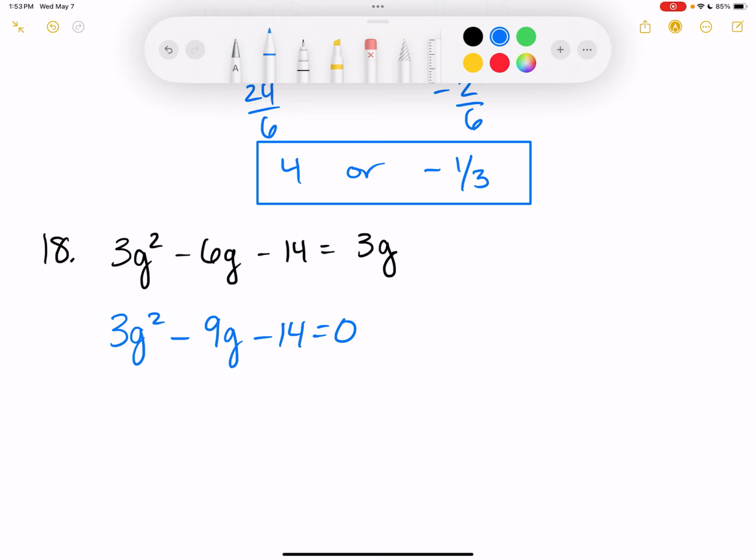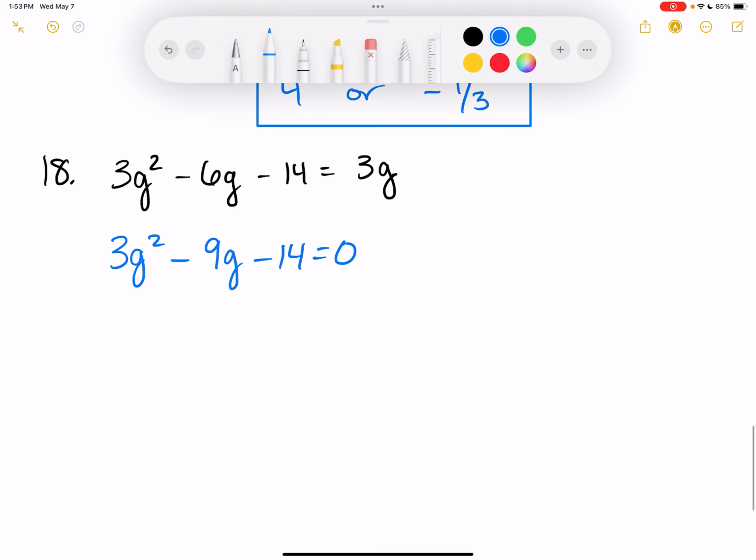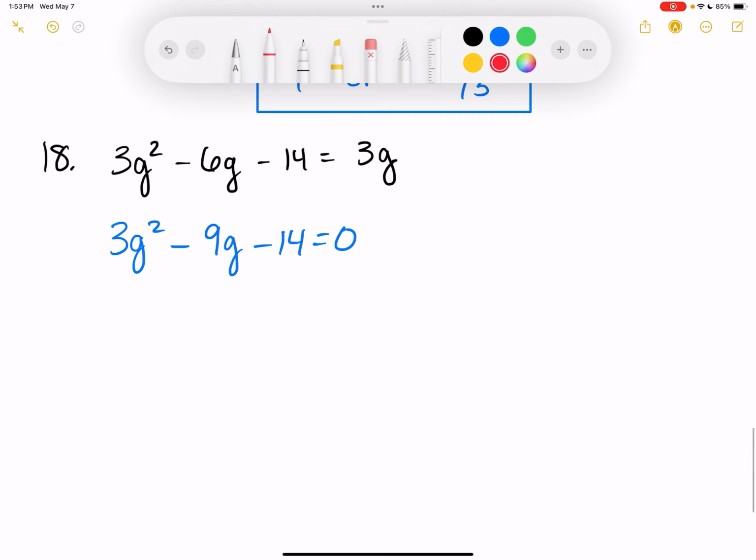Now, Jonathan proved he knows the quadratic formula, and others proved that they can listen and repeat it. So somebody else tell me the quadratic formula without looking at your paper. Negative b plus or minus the square root of b squared minus 4ac, over 2a. There we go.